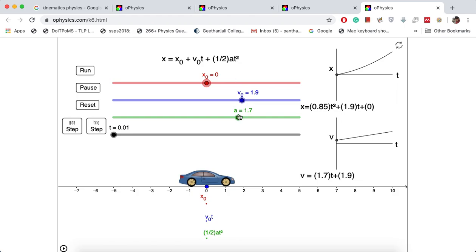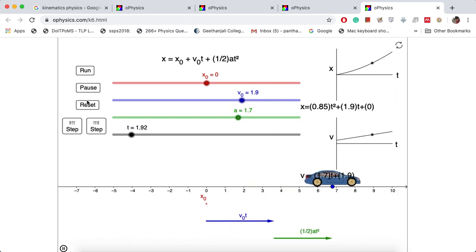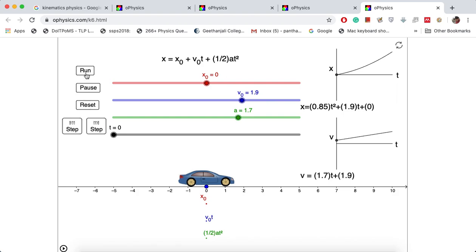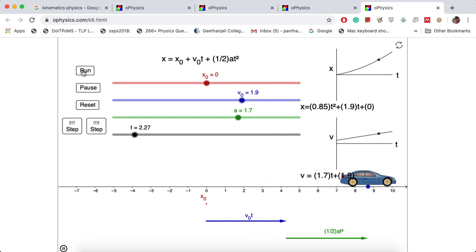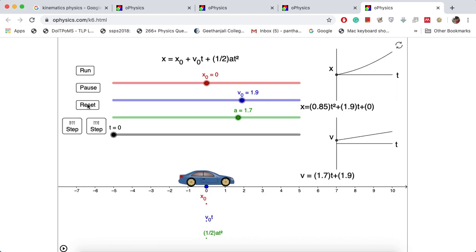This is a simulation, and I will show you with an animation how the velocity increases and how the velocity and the distance relate to the time. Please try to understand. Initially the acceleration I have taken as 1.7, the initial velocity is 1.9, and it is starting from the origin. Now let me run. Please observe how the velocity is varying with respect to time. I will reset and run once again. See how the velocity is varying with respect to time. The velocity increases linearly. That is the point you need to understand here, because it is a straight line.